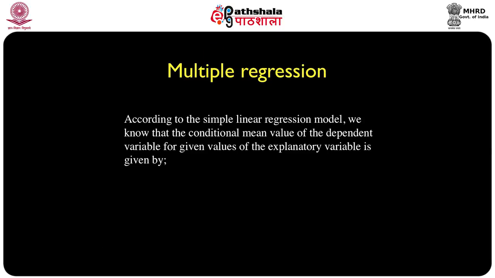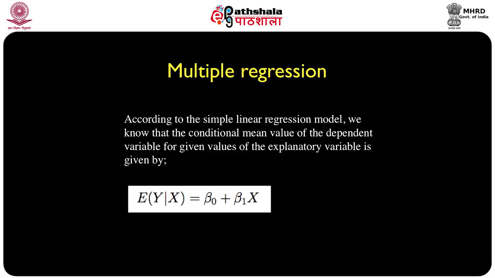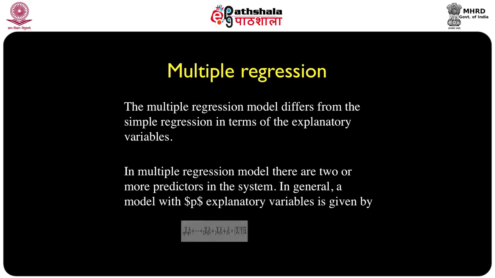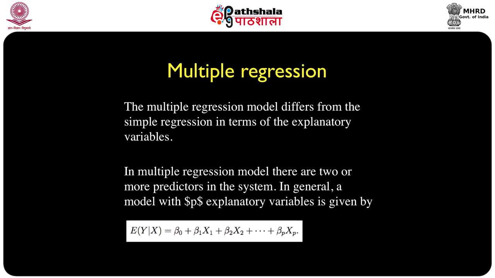According to the simple linear regression model, we know that the conditional mean value of the dependent variable for given values of explanatory variable x is given by beta naught plus beta 1 x, where beta naught and beta 1 are called the regression parameters or the coefficients. The multiple regression model differs from the simple regression in terms of the explanatory variables. As we have just seen in the simple linear regression model, there is the presence of only one predictor variable x. In multiple regression model, there are two or more predictors in the system.